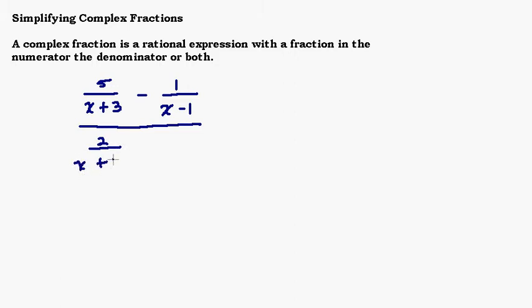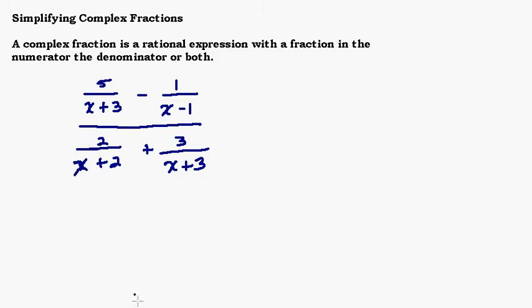Alright, let's do 5 over x plus 3 minus 1 over x minus 1, all over 2 over x plus 2 plus 3 over x plus 3.